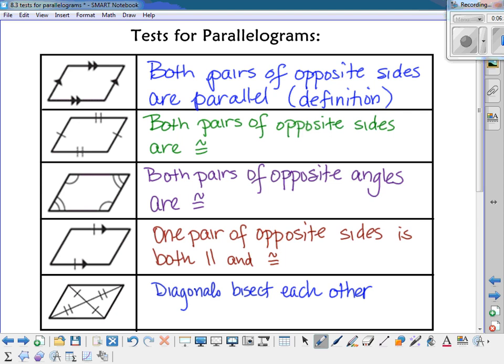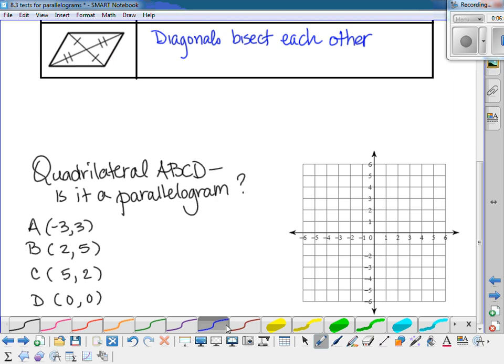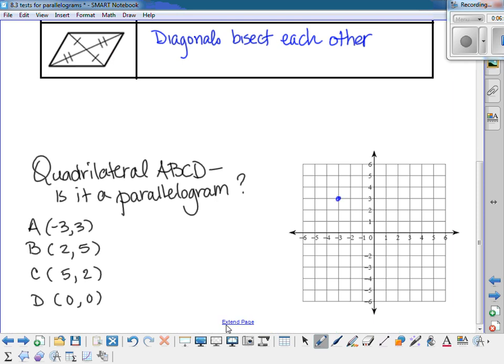So we've got one more example. I'm given the coordinates for quadrilateral ABCD and I want to know whether or not it's a parallelogram. So point A is at -3, 3. Point B is at 2, 5. C is at 5, 2. And D is at 0, 0.